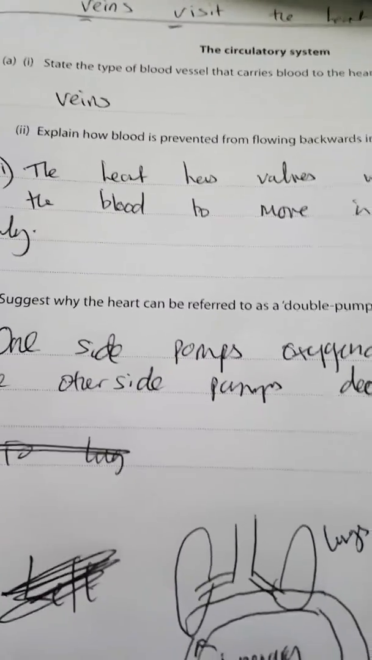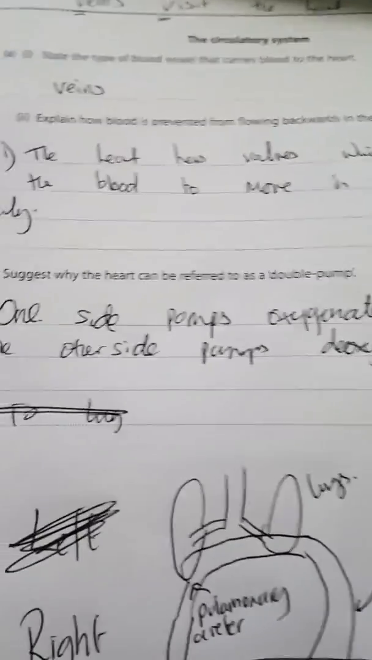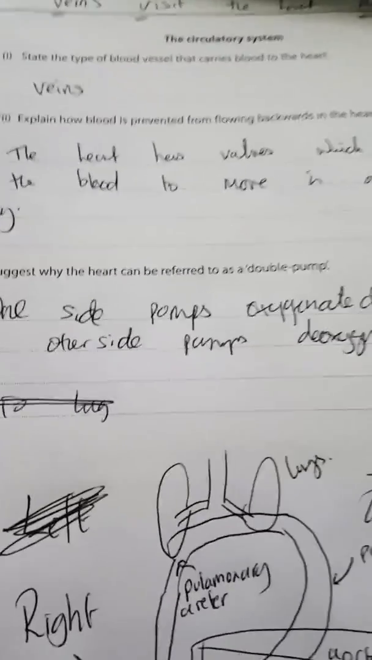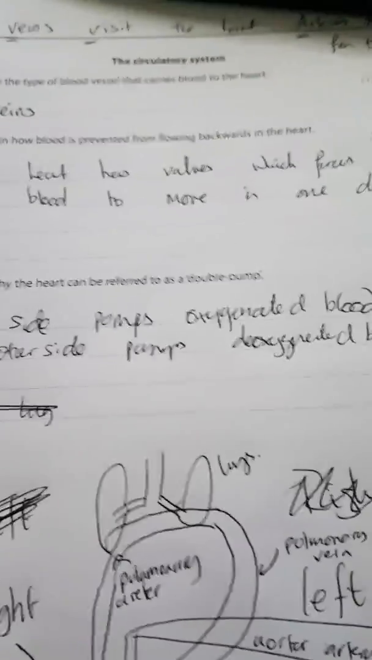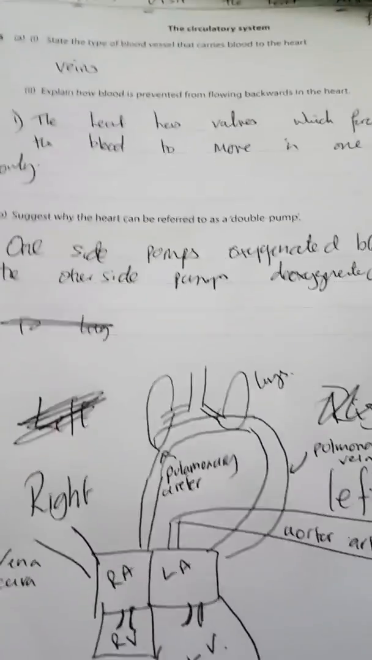Next it says explain how blood is prevented from flowing backwards in the heart. Well, the answer is between each chamber, so the atriums and the ventricles, there are valves. And valves make sure that blood moves in one direction only.